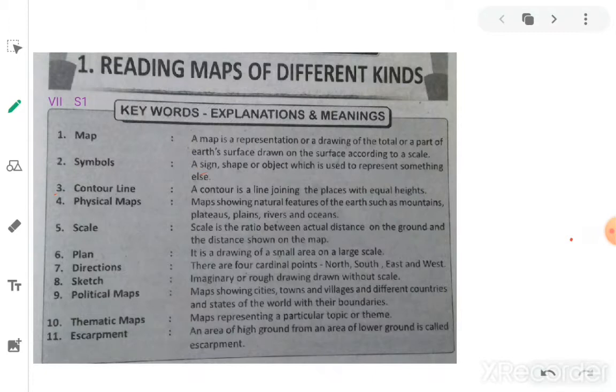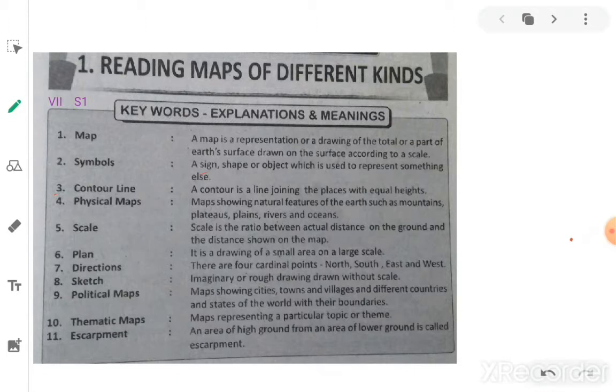Now in this lesson, we will learn different kinds of maps, how to read and how to point out different places, how to use the symbols, and how to use some imaginary lines mentioned especially for the measurement of maps. So before going to the lesson, first you have to observe some keywords which will help you to understand better.